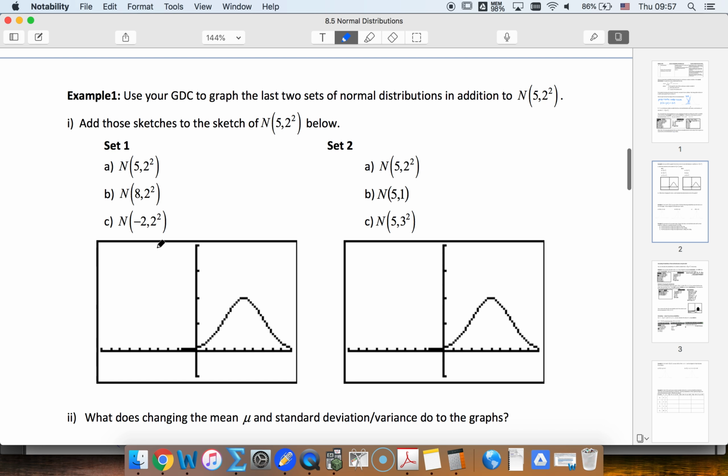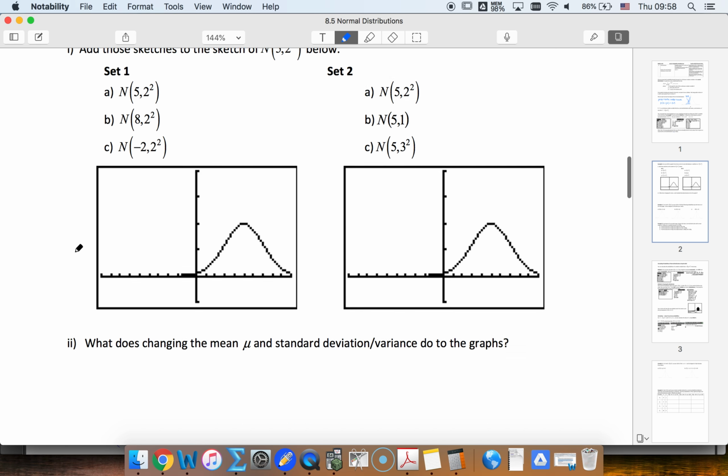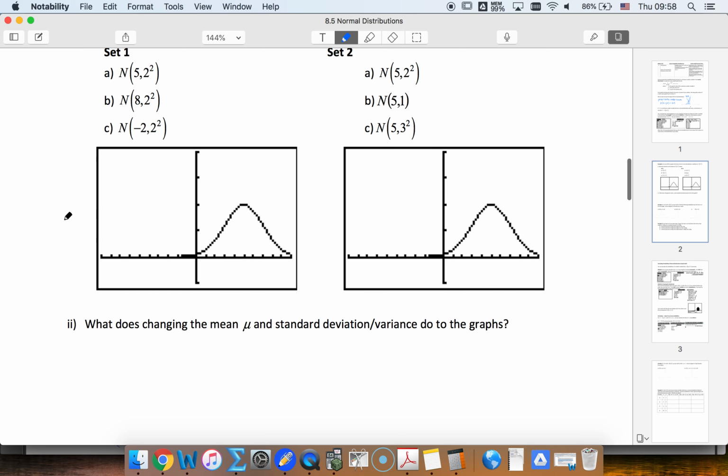Then we're going to see what happens when we change the standard deviation. So I want you to reflect, how does the shape of the graph change when we change the mean? How does it change when we change the variance? So pause your video, go ahead and graph that, see what happens, and then unpause it so we can talk about it. All right, so hopefully you've just unpaused.